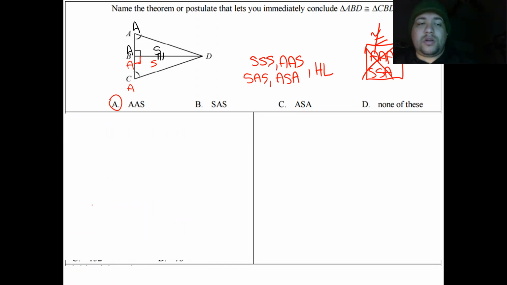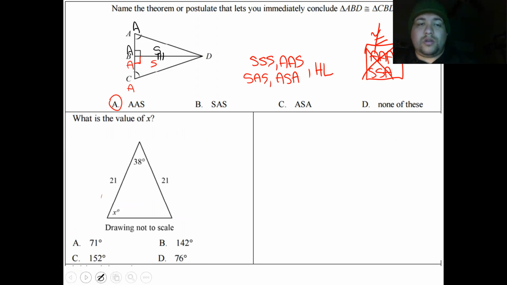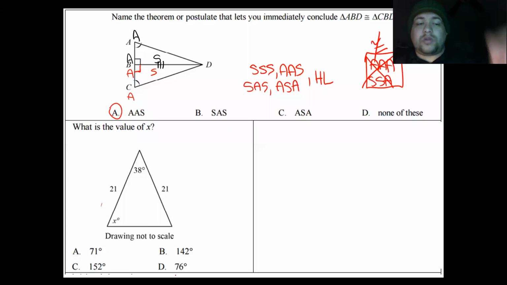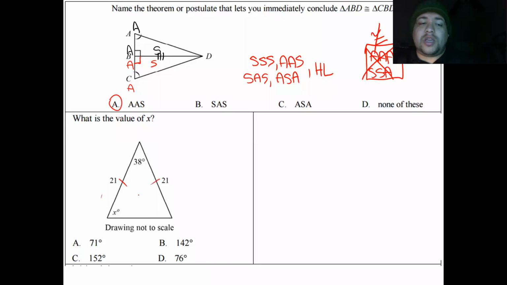For the next one, go ahead and do this one. So we're going to go ahead and look at this. We talked about these. This is the isosceles triangle theorem: if an isosceles triangle has two equal sides, we can conclude that the opposite angles are also the same. So this angle happens to be x, so this angle also has to be x.